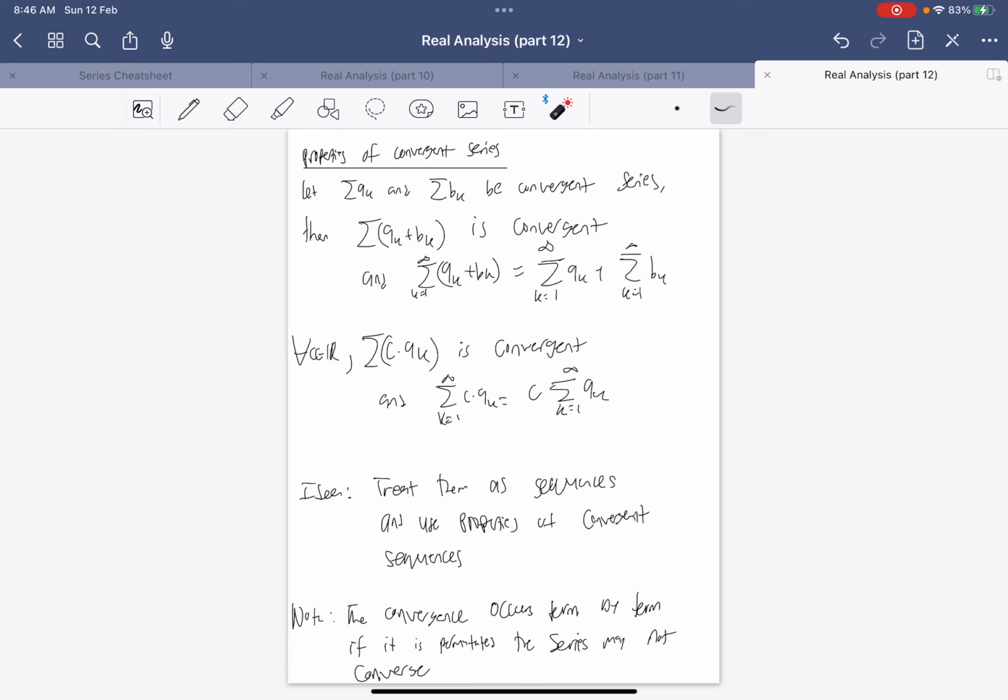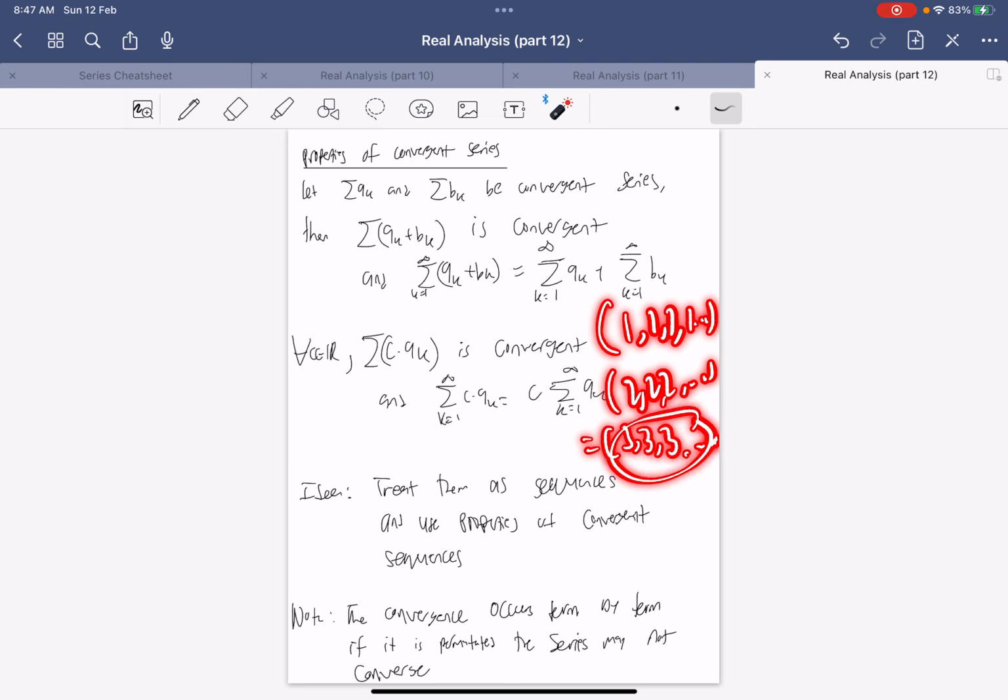And really what we are trying to do is treat them as sequences and use the properties of convergent sequences. So I'll leave it to you to do the proof, but you can just use this idea because you are now treating them as sequences, which you should. And why I say you must add them term-wise is because convergence occurs term by term. So let's say you have 1, 1, 1 all the way, and then 2, 2, 2. Term-wise will result in 3, 3, 3 all the way. And this means it converges.